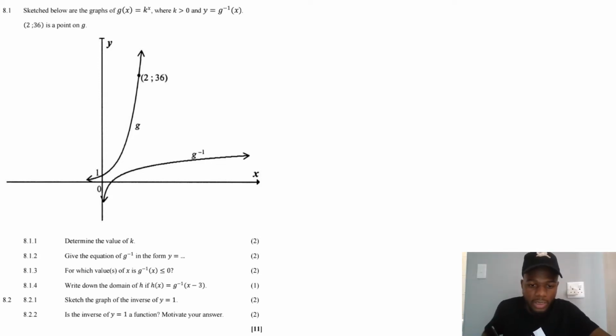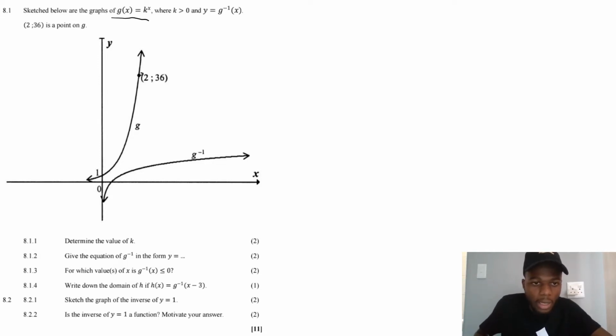Okay, we have to determine the value of k. So how are we going to find our k? We have to use the coordinates that we are having on our function. If you can check, we are given this coordinate (2; 36). So this is the coordinate that we are going to use to determine our k.